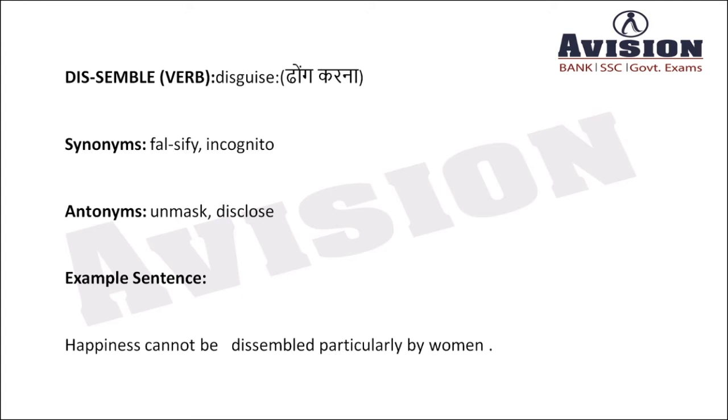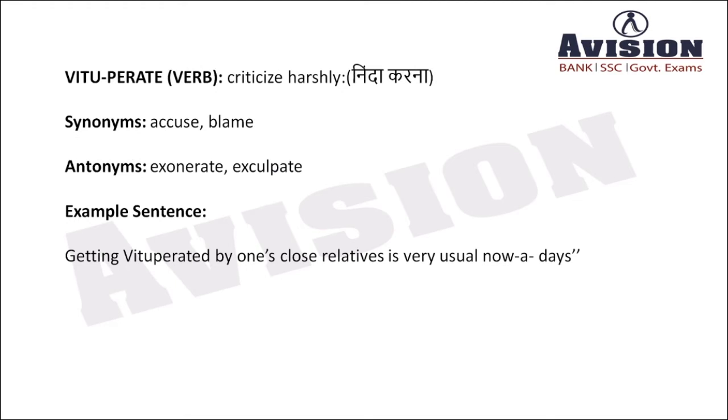Likewise, antonyms of dissemble are unmask and disclose. Here we have used this term in a sentence. It says, happiness cannot be dissembled, particularly by women. It means they can't show off if they are sad. So this is how we use this word in a sentence.